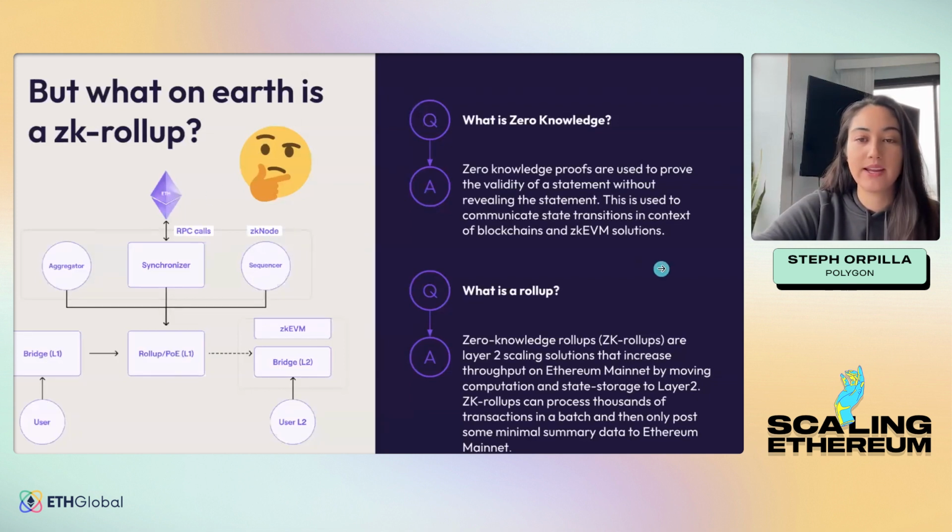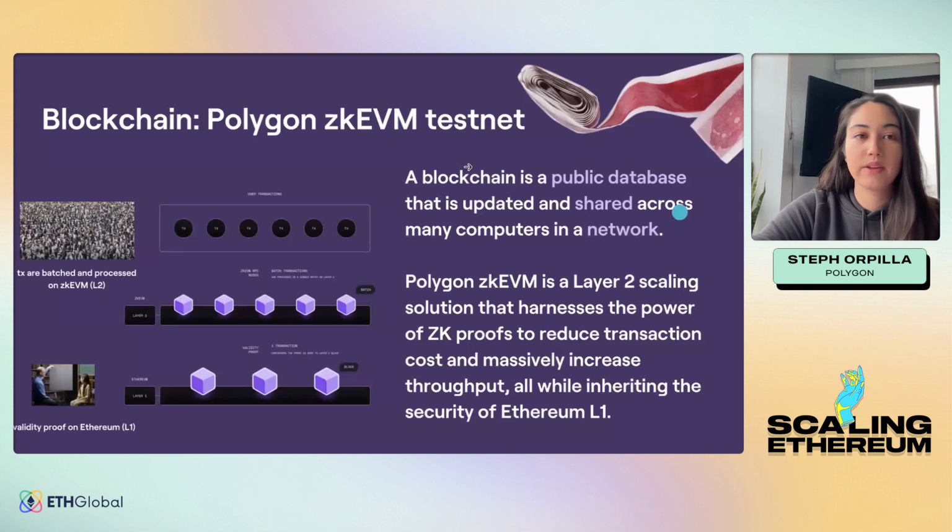And then the rollup part is the second half of ZK rollups, and that's kind of where the L2 solution comes in. It moves computation and storage to a second layer and then just posts the proof on the Ethereum mainnet. So if we go back to that puffin and penguin example, there's a lot of user transactions happening on the layer 2, which is the zkEVM. Those transactions are batched and processed on the layer 2, and then instead of having all of the transactions on the layer 1, only the validity proof is stored on the layer 1, which is Ethereum.